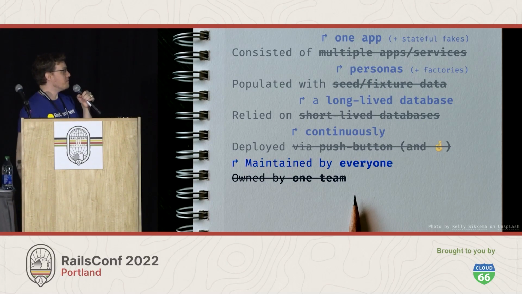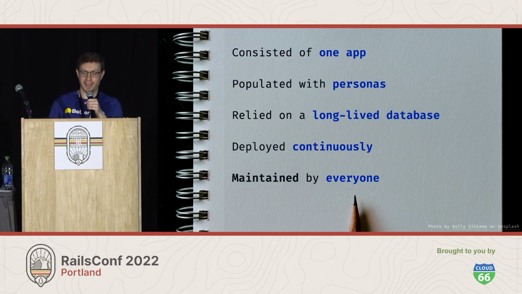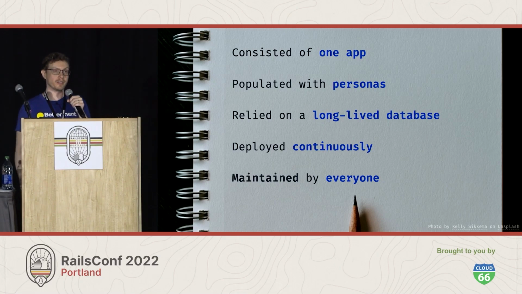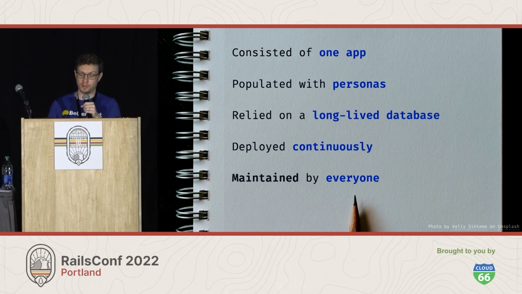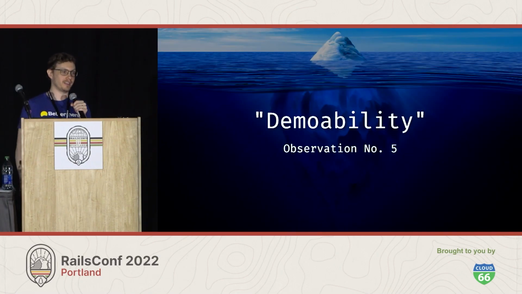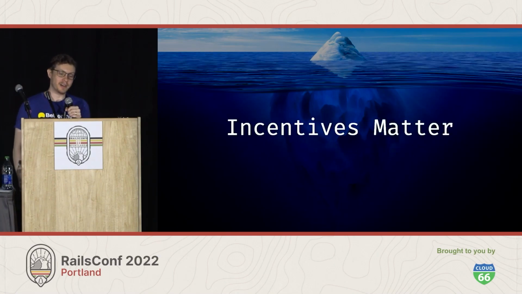And so this list has gotten kind of messy, so let's just rewrite it. And there we go. That's our demo environment 2.0, an isolated app centered around personas, utilizing a long-lived database and deployed continuously. And as a result of all of the tools that we use in our day-to-day work, it was maintained by everyone. And that leads into our final observation, which is simply that, like, incentives matter.